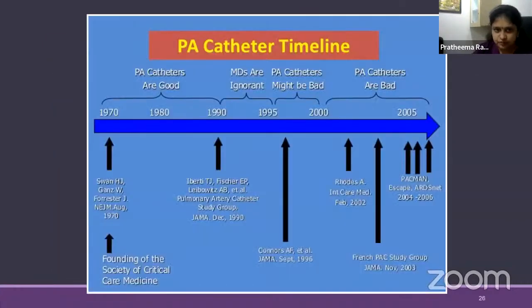The PA catheter has a very big timeline, and in 1970 it was found out. It was very exciting. There are many studies which said PA catheters are good. Then slowly they started saying that they might be bad, and from 2005, after the PAC-Man trial, there is less popularity for the PA catheter. So it is slowly coming down.